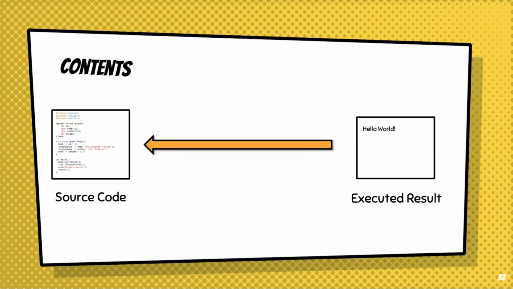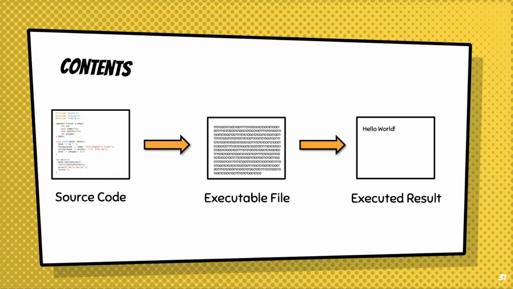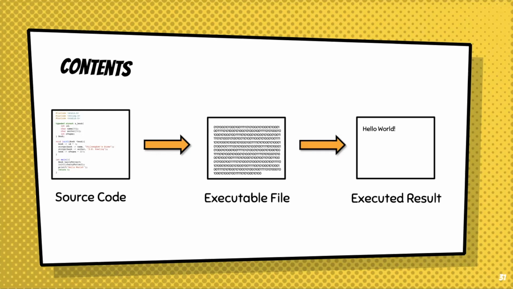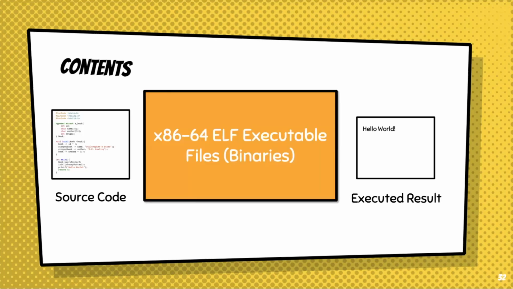And then reverse engineering is just the opposite. You're given the executable file, and you try to infer the source code from there. Usually we call this executable file a binary, or to be more formal, an x86-64 ELF executable file. I will talk about what ELF means later on. But for x86-64, you've probably heard about that. This means the architecture, or say the target of the file.